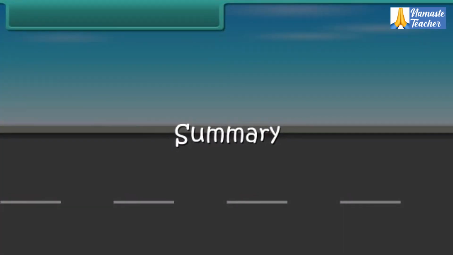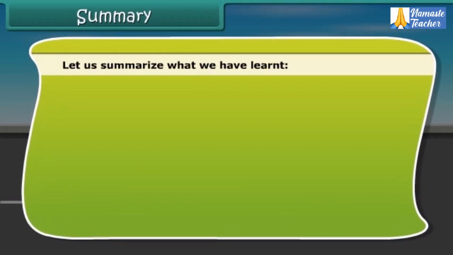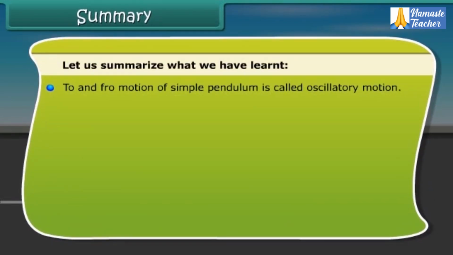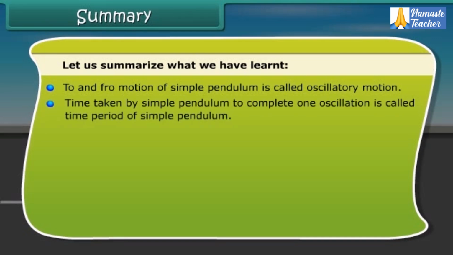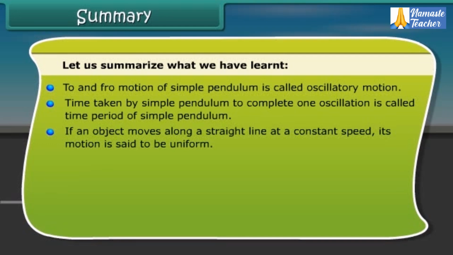Summary. Let us summarize what we have learned. To and fro motion of simple pendulum is called oscillatory motion. Time taken by simple pendulum to complete one oscillation is called time period of simple pendulum. If an object moves along a straight line at a constant speed, its motion is said to be uniform.